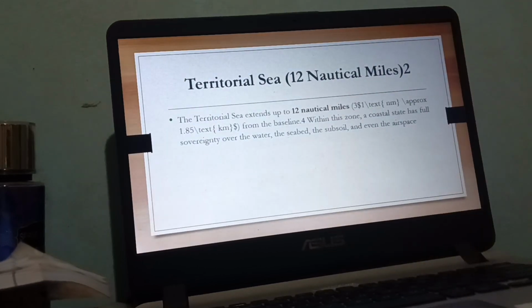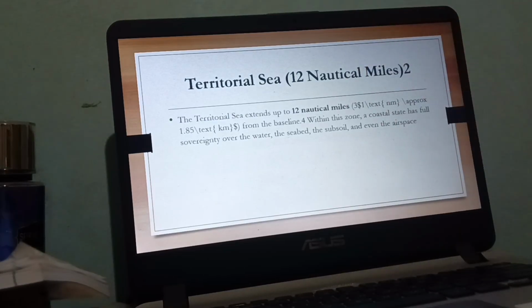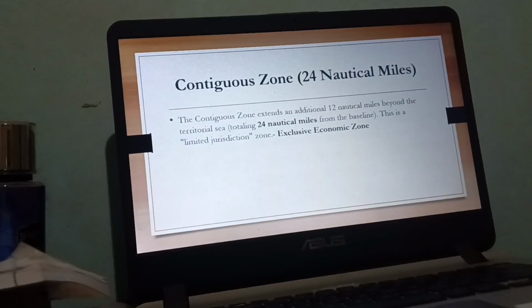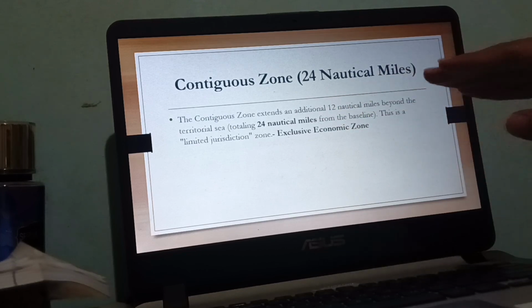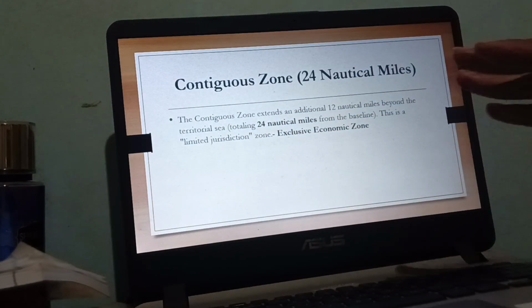First is the territorial sea, or 12 nautical miles. The territorial sea extends up to 12 nautical miles, approximately 22 kilometers, from the baseline. Within this zone, a coastal state has full sovereignty over the water, the seabed, the subsoil, and even the airspace. Second is the contiguous zone, 24 nautical miles. This extends an additional 12 nautical miles beyond the territorial sea, totaling 24 nautical miles from the baseline.